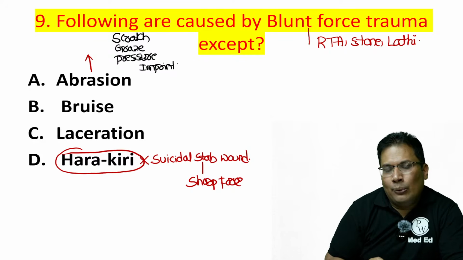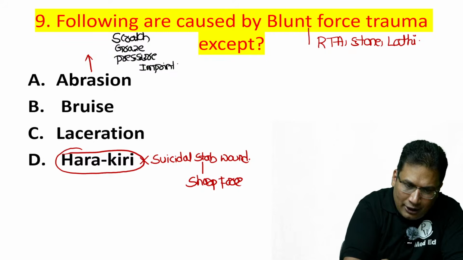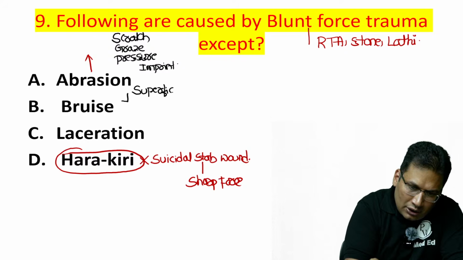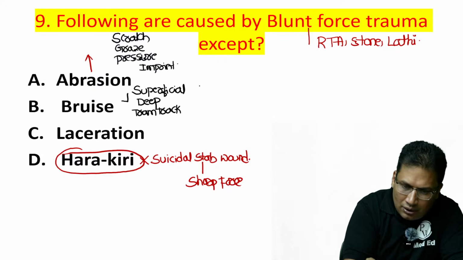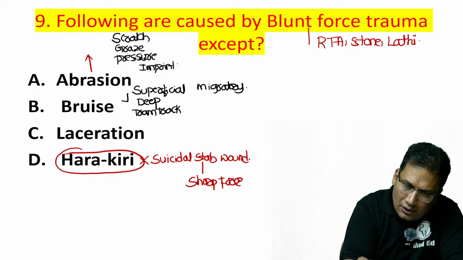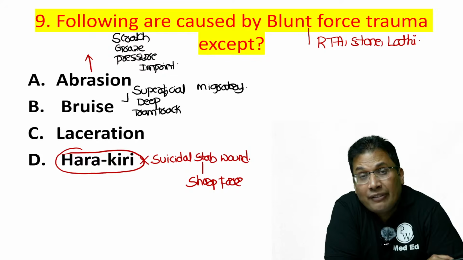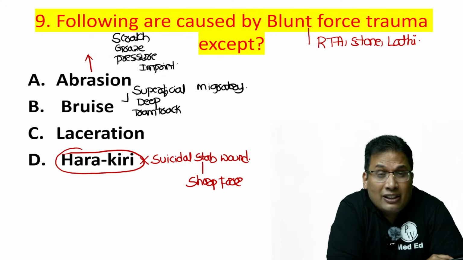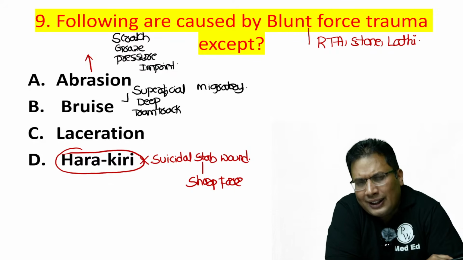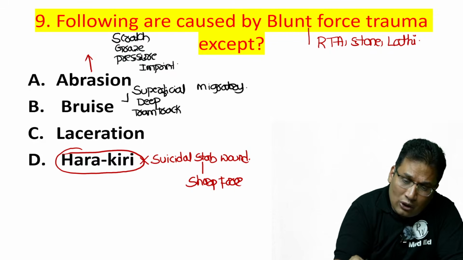Then आता है bruise. Bruise मतलब contusion है. So contusion can be superficial contusion. We call it as dermal bruise or deep contusion. Tram track bruise. We call it as migratory sign. Sixpenny bruise. So the bruise is basically because of the rupture of the blood vessel, extravasation of blood from the blood vessel into the subcutaneous tissue. There are many types.